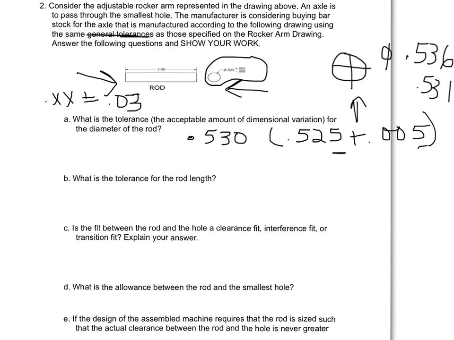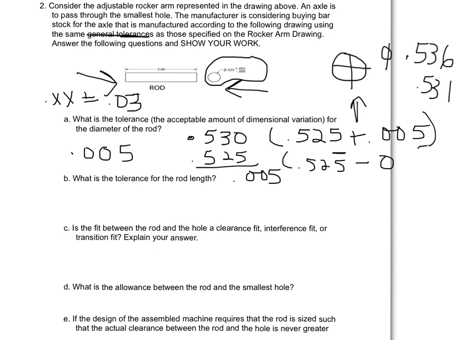Okay, what's the smallest diameter? Take your 0.525 and subtract away 0. So if you subtract away 0, you get 0.525. Do that subtraction, and I get 0.005. So this answer is 0.005. Hope you understand that.